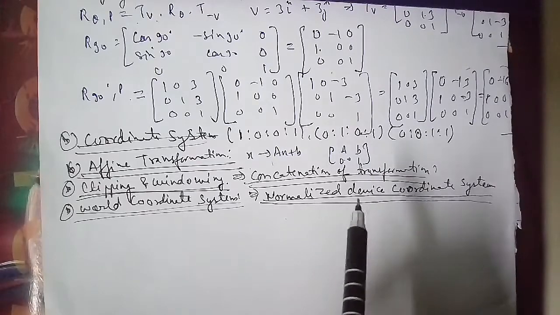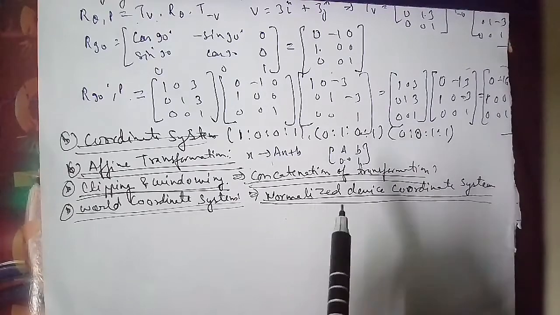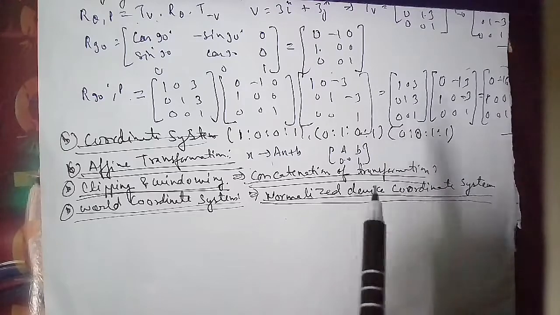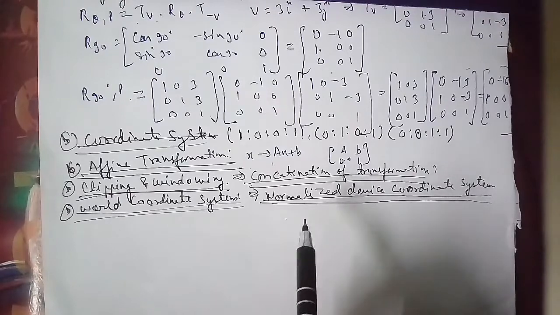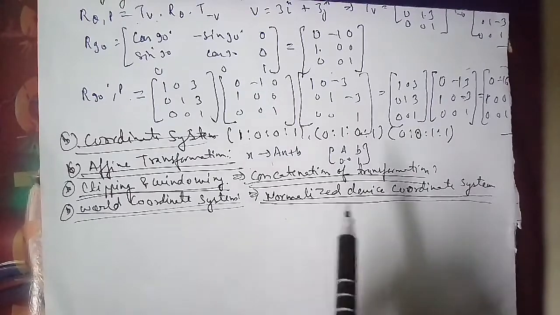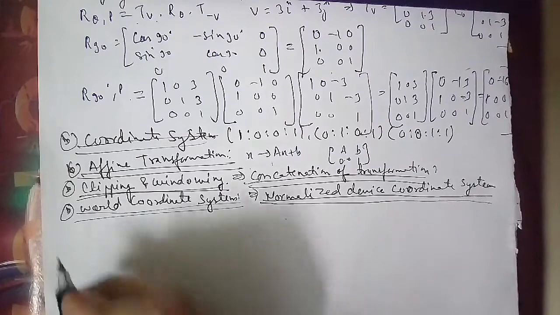In the viewing transformation, the process that converts the object coordinates in WCS to normalized device coordinates is called window to viewport mapping. Now I'll talk about the workstation transformation.